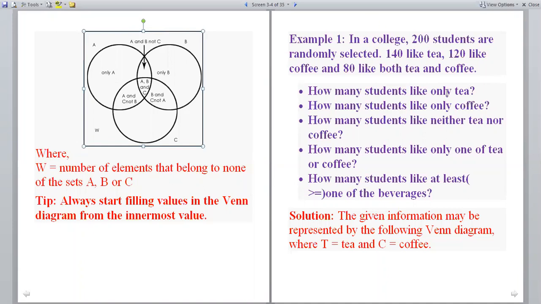Okay, now we are coming to this question. Example number 1, as you can see on the screen: in a college, 200 students are randomly selected. 140 like tea, 120 like coffee, and 80 like both tea and coffee. Then they are asking you 5 questions. Okay, so we have to solve this. They have given you only these things. First of all, number of students 200, 140 like tea, 120 like coffee, and 80 like both.